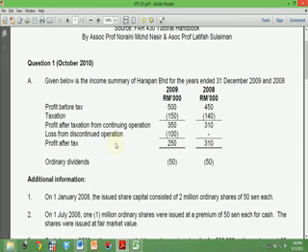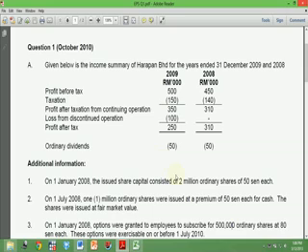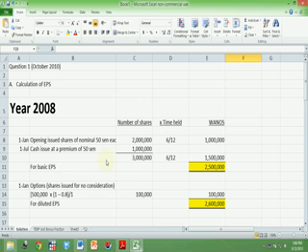Okay, now we go to the answers. What we should do first: in year 2008 we have 2 million shares, and an additional 1 million ordinary shares on 1st July 2008. Our financial year end is 31st December 2008. So in that case, first we need to calculate the weighted average number of ordinary shares. On 1st January, the opening balance is 2 million, times 6/12. This is the time held, 6 months out of 12, so we get 1 million.